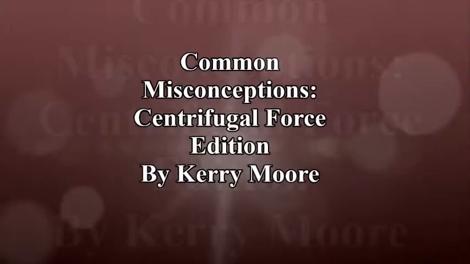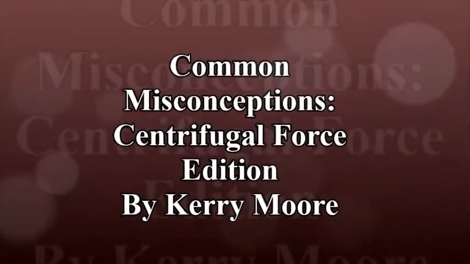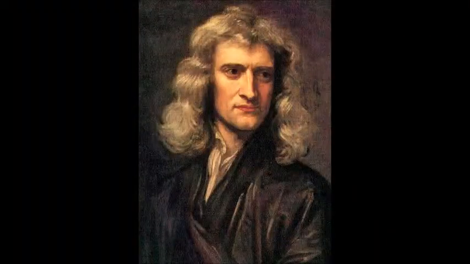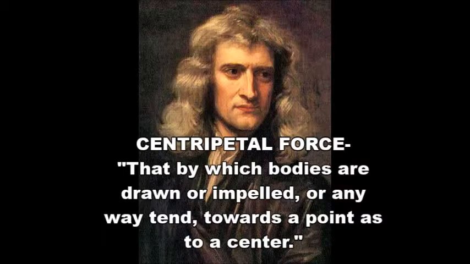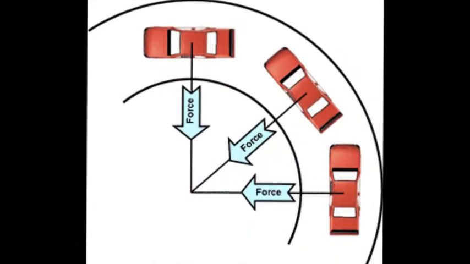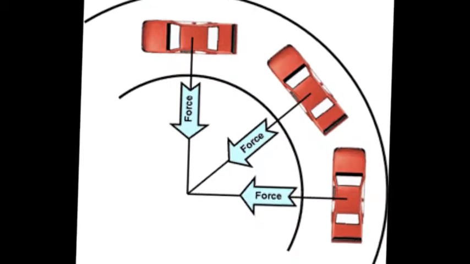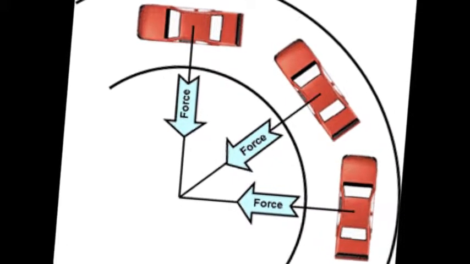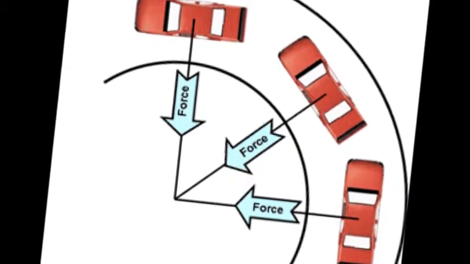Welcome to Common Misconceptions. On this week's episode, we will be learning about the fictitious centrifugal force. The centrifugal force, as Isaac Newton says, is that by which bodies are drawn or impelled, or any way tend towards a point as to a center. In other words, an object moves on a closed path about a point because of the centripetal force, which is pulling the object in the direction of that point.